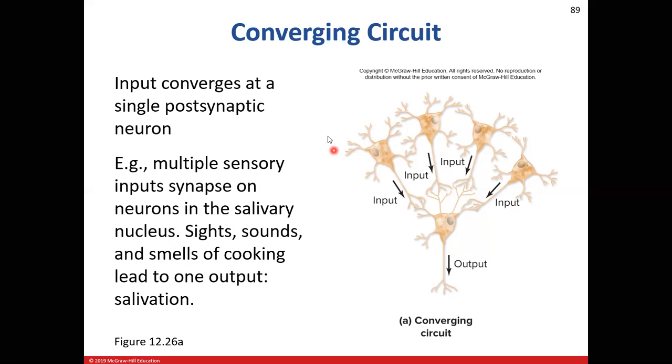So we can have sensory neurons for sight, looking at food, sensory neurons for sound, hearing the cooking of food, sensory neurons for smells coming in, and all those put together, even if we have them separately, can all lead to one response, and that would be salivation.